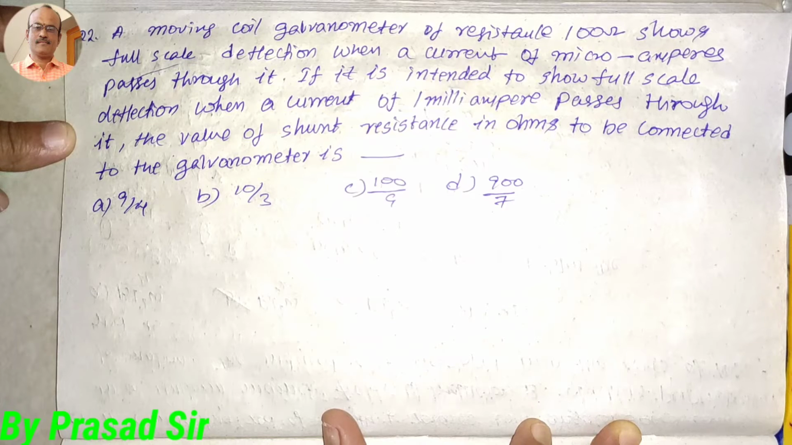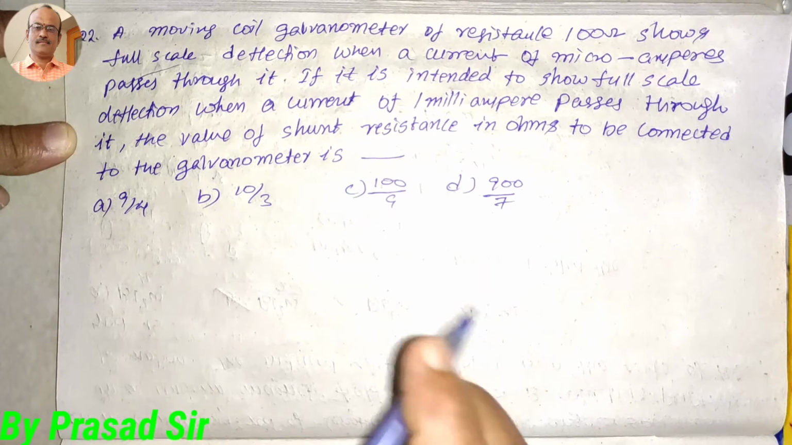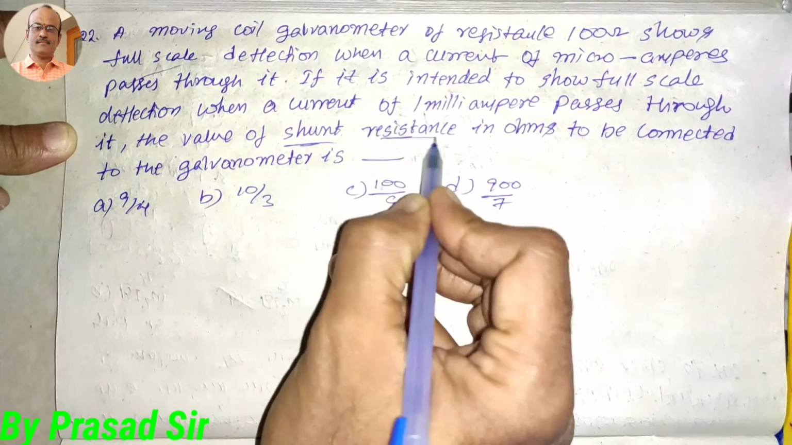Now the question number 22. A moving coil galvanometer of resistance 100 ohms shows full scale deflection when a current of 100 microamperes passes through it. If it is intended to show full scale deflection when a current of 1 milliampere passes through it, the value of shunt resistance in ohms to be connected to the galvanometer is how much? That means we have to calculate the shunt resistance.